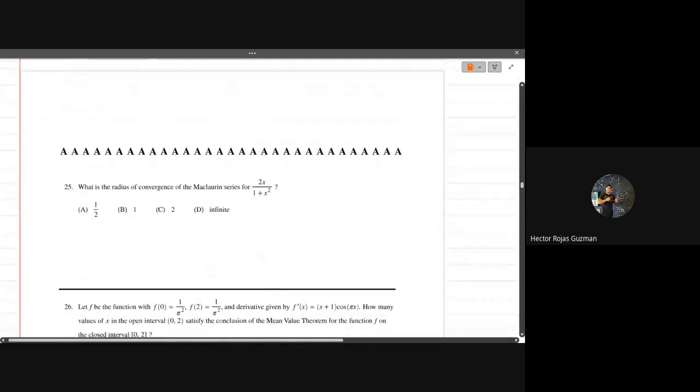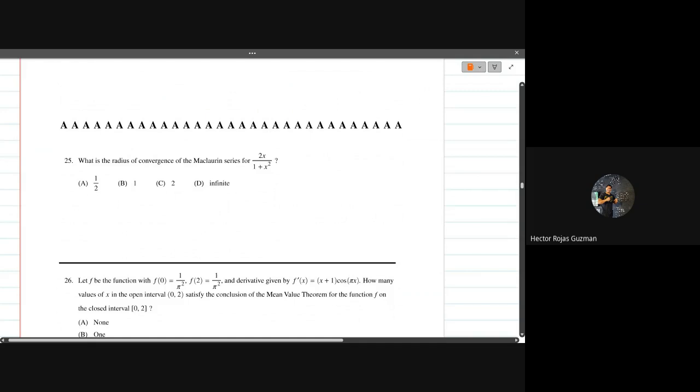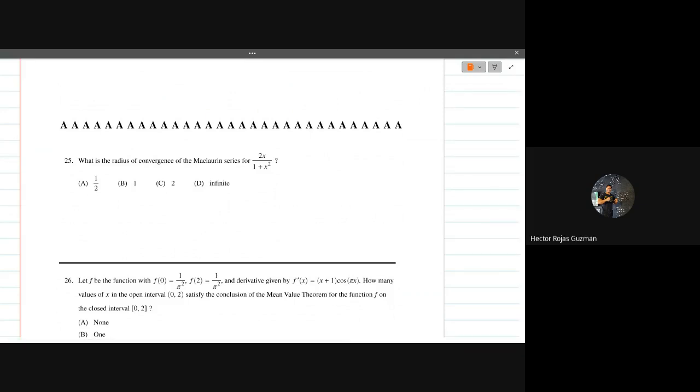Okay, number 25. We're so close to finishing the first part. What is the radius of convergence for the Maclaurin series? Okay. This is chapter 10, right? Like one of the last sections that we did, and you have to know your series.